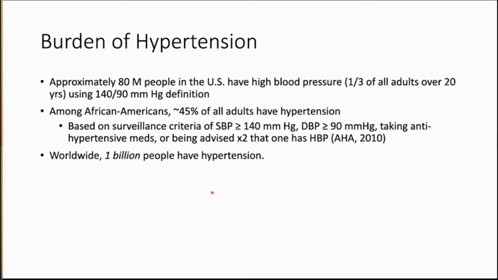So just a quick background about the SPRINT and the burden of hypertension itself, which was the main purpose of the trial. Not to do biological variation studies, but because the trial itself is very interesting. At least 80 million people in the US have high blood pressure, which represents at least a third of all adults, using the traditional 140 over 90 millimeter mercury blood pressure definition. And among African Americans, about 45% have hypertension. And worldwide, it's estimated that 1 billion people have high blood pressure.